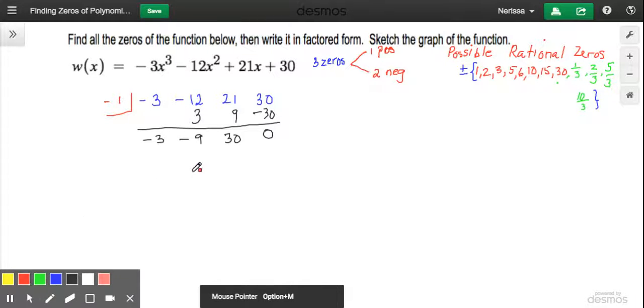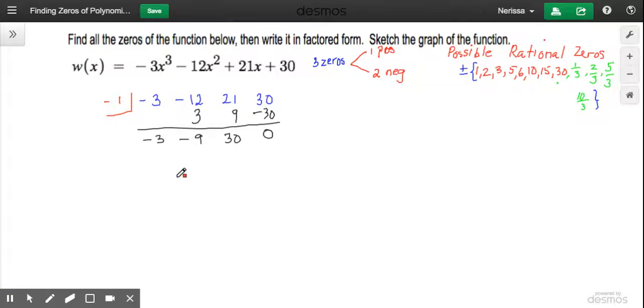Okay, so now we need to find 2 more. So 1 more negative, and then the other one should be positive. So we're just going to ignore this. Okay, and then, so we're done trying 1 and -1. This time, let's try 2. If that doesn't work, we're going to try -2. So let's write 2.